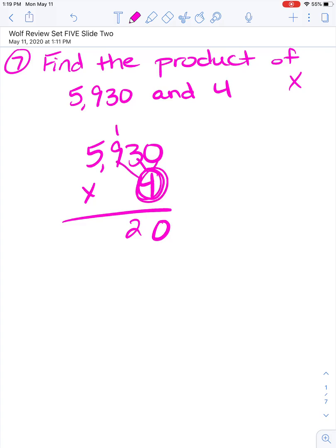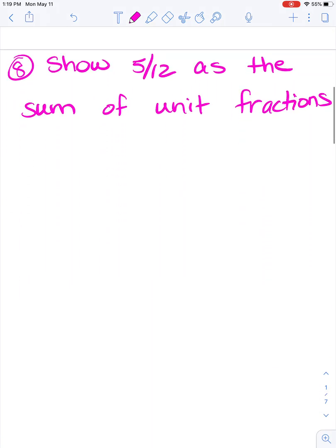Our ones times our tens, 4 times 3 is 12. Our ones times our hundreds, 4 times 9 is 36, plus 1 is 37. And then our ones times our thousands, 5 times 4 is 20, plus 3 is 23. 23,720.